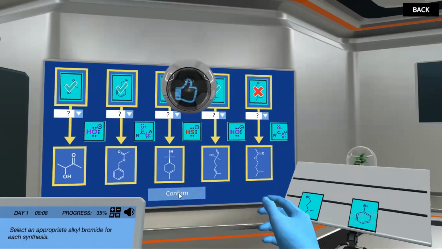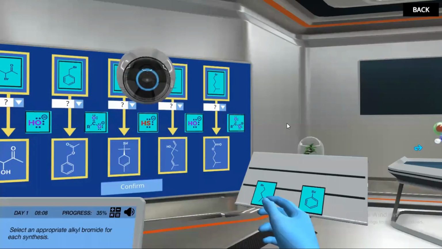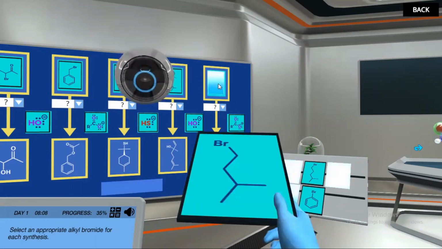One or more of your alkyl bromide selections are incorrect. Incorrect answers are indicated by a cross. Please return any incorrect bromide cards to the table and try again.